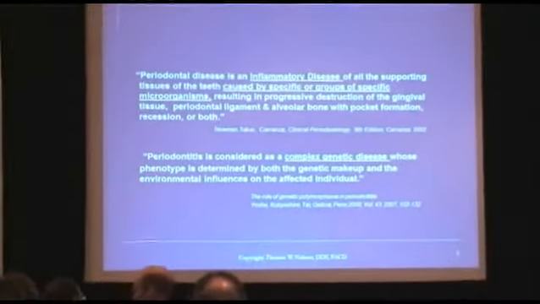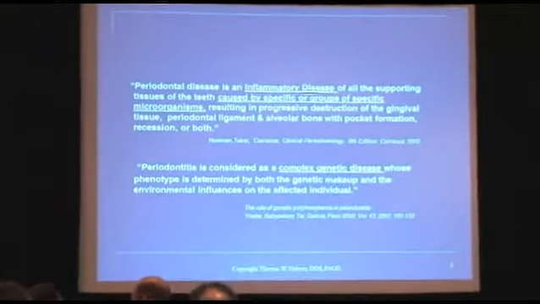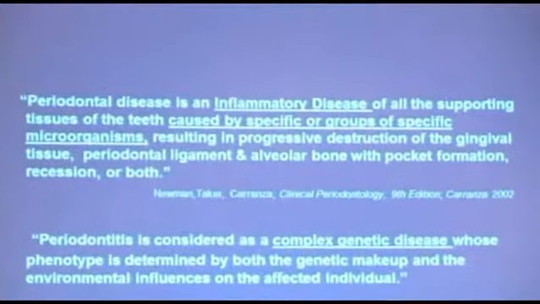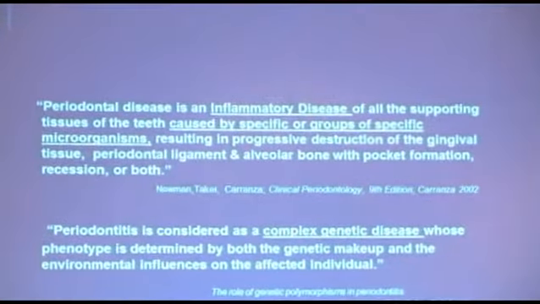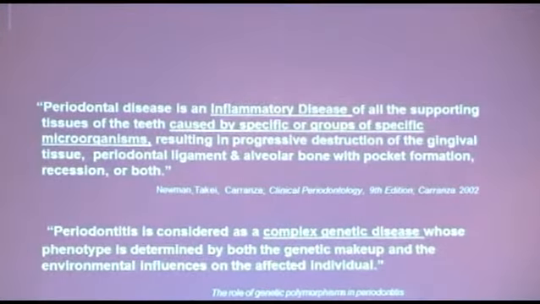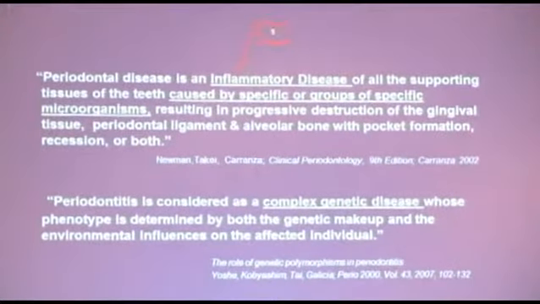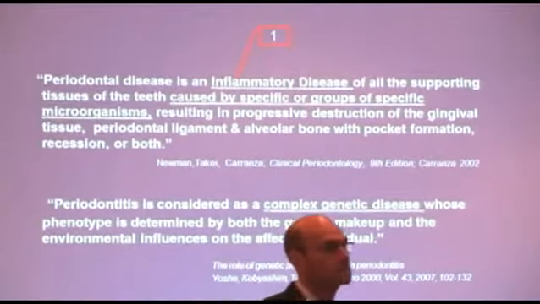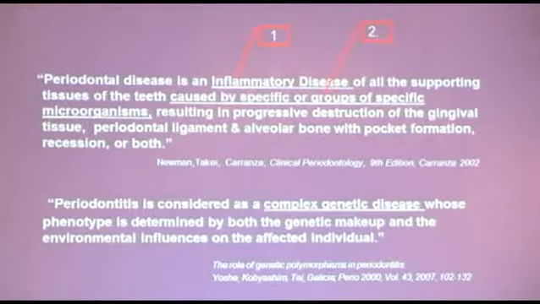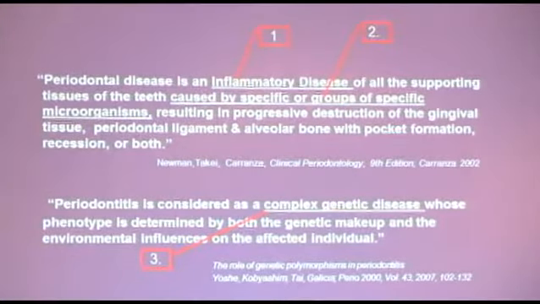So let's define periodontal disease based on a real workable definition, something that we can understand and something that our patients can understand. And as we look at all of the definitions of periodontal disease, they ultimately center around these three components. First of all, periodontal disease is an inflammatory disease. It is, secondly, caused by specific or groups of specific microorganisms that result in the destruction of the gingival tissue and all of the supportive tissues associated with holding the teeth in the alveolar process.